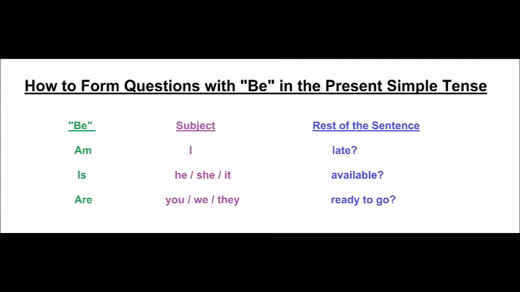Okay? And then lastly, we have, are you ready to go? Are we ready to go? Or are they ready to go? Once again, are is the correct form of to be in this case, and our subject can be you, we, or they, and then we have the rest of the sentence.